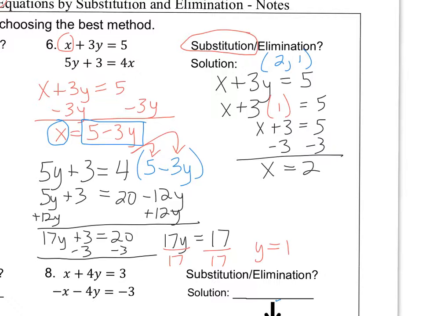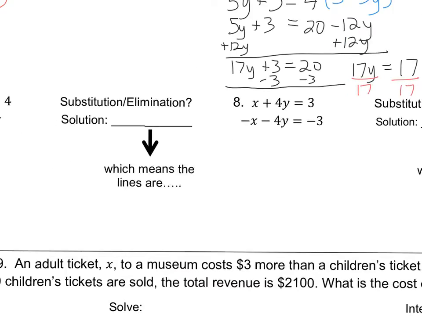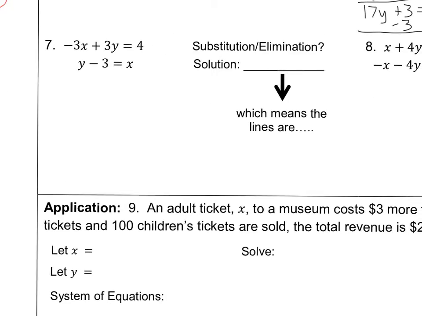Now looking at number 7, we're going to run into a special situation. Just like when we were solving equations with one variable, sometimes if we have variables on both sides, they disappeared. And if you can remember, if they disappeared and what we were left with was false, then we had no solution. And if what we were left with was true, then we had infinitely many solutions. Well, the same thing happens with systems of equations.